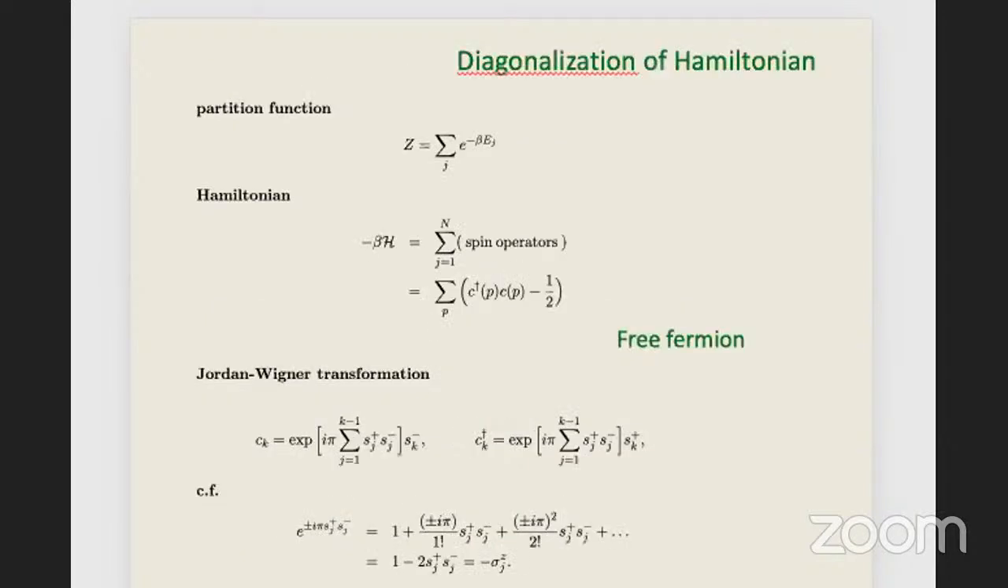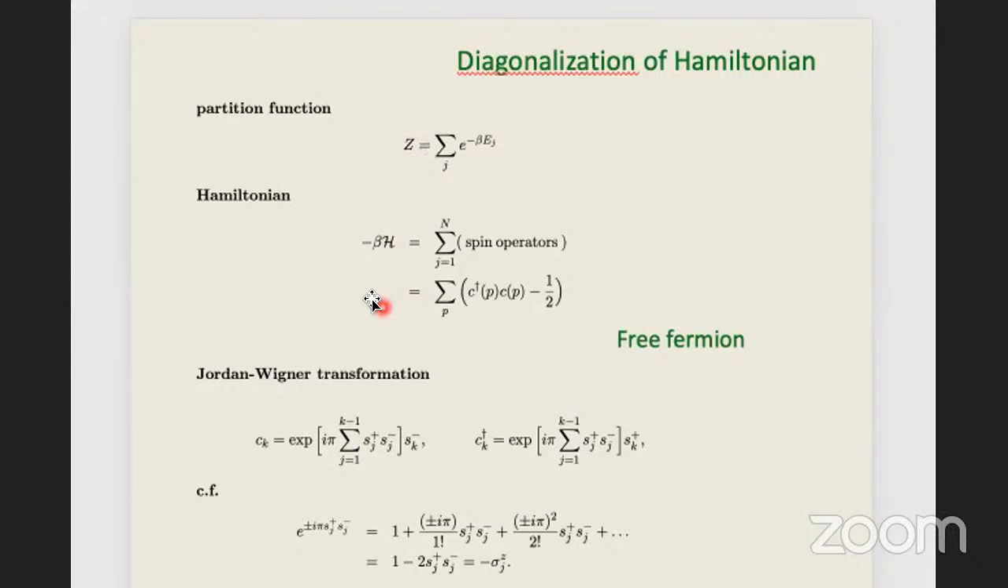At first, let us consider generally the diagonalization of Hamiltonians. We want to obtain the partition function exactly. If we can diagonalize the Hamiltonian, we obtain the eigenvalues, and then we obtain the partition function without any approximation. One way to diagonalize the Hamiltonian is to transform the Hamiltonian into the free fermion system.